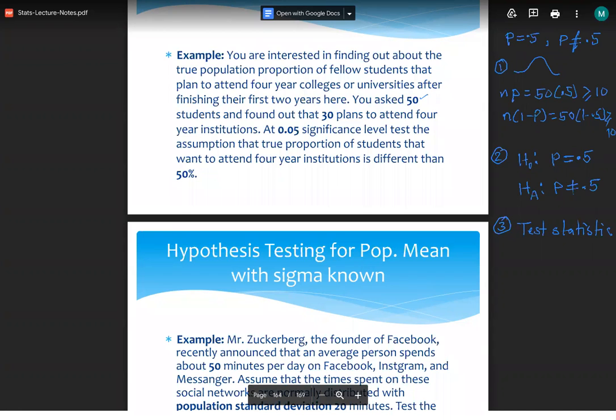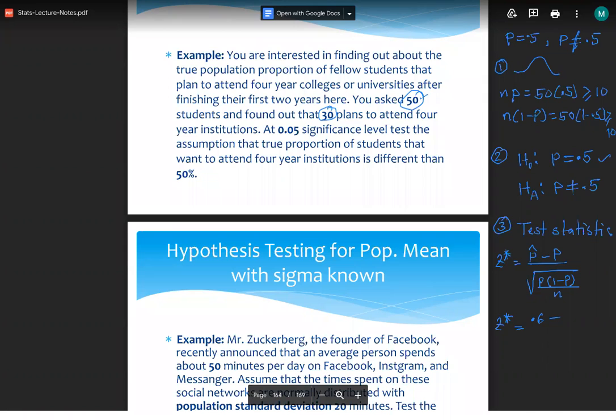Okay, test statistic, Z star is equal to P hat minus P divided by the square root of P times 1 minus P, all of it divided by the sample size N. So what is P hat? X over N. X is 30, N is 50. So 30 over 50 is 0.6. Okay, so 0.6 minus P, which is 0.5.